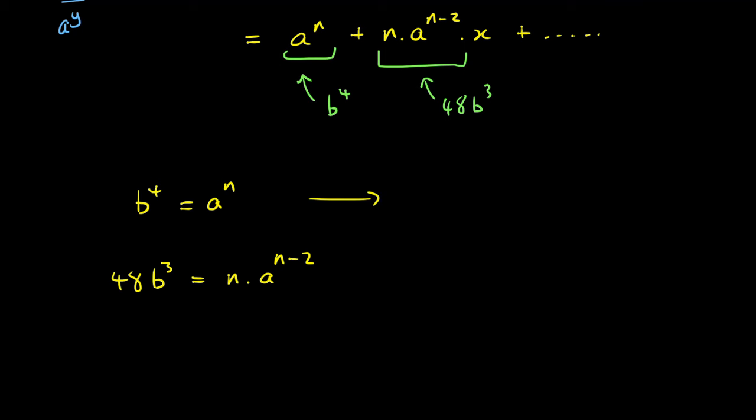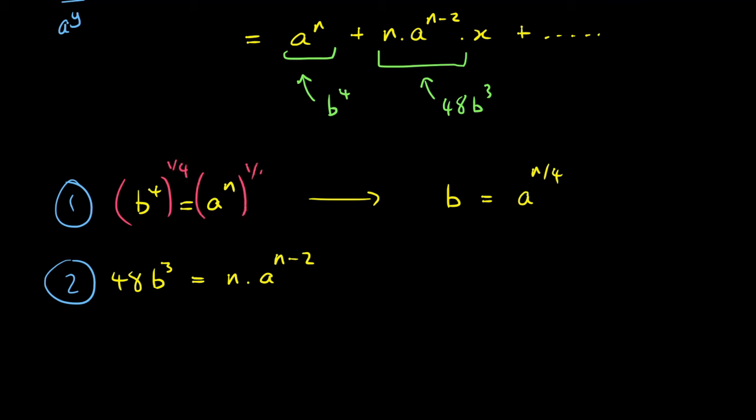So probably a good idea if I label my equations, right? I call that equation 1, that equation 2. So if I rearrange equation 1, I'm going to get b is equal to a to the power n upon 4. In other words, I raise both sides to the power of a quarter. So if you're not sure what I've just done, I've basically done the fourth root of both sides.